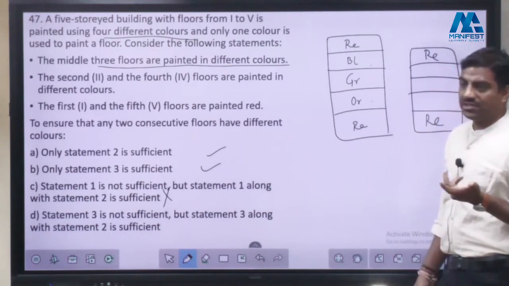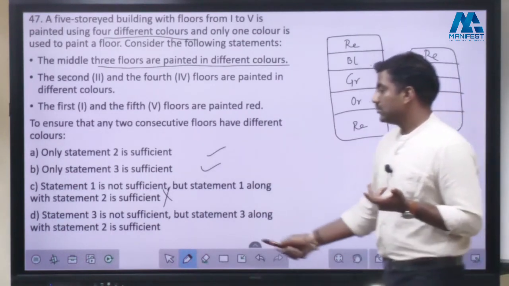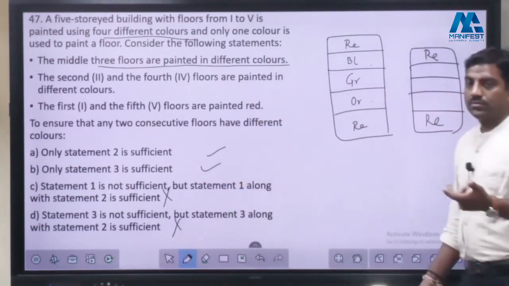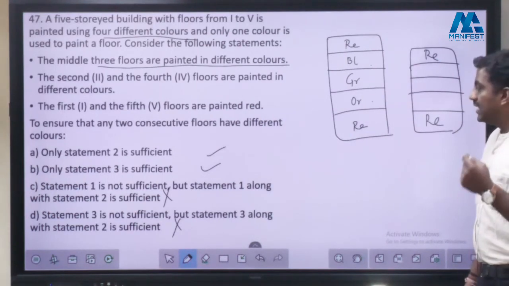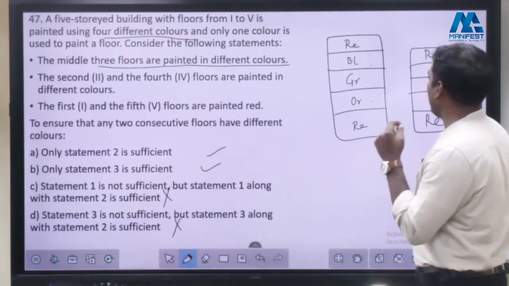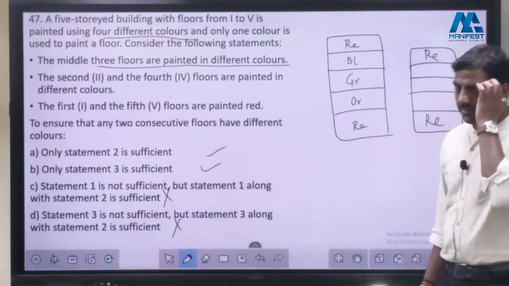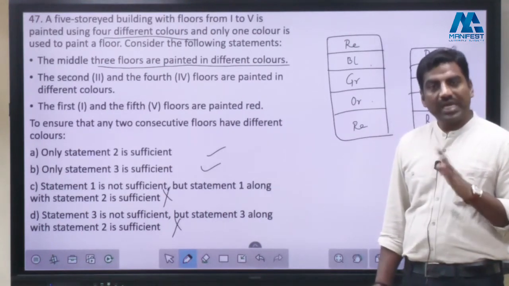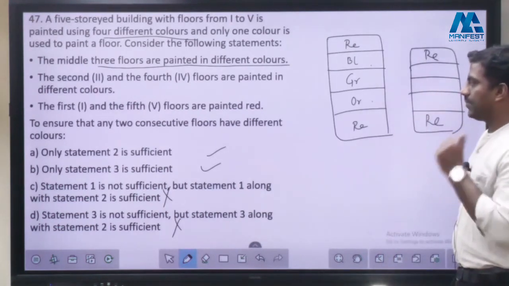Statement 3 is also sufficient. But statement 3 along... so what to do now? Only statement 2 is sufficient. Check once again. The second and fourth floor are painted in different colors. Correct. Now we have 2 colors and 3 floors. Can we color? Okay. Statement 2 is sufficient.